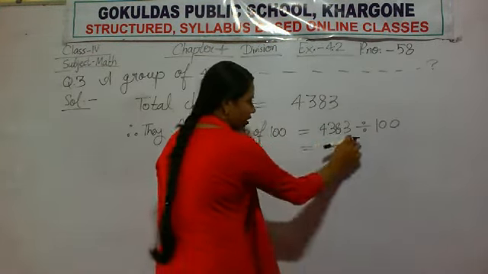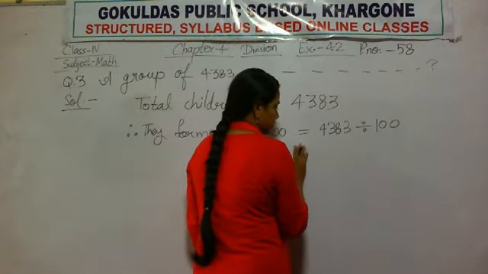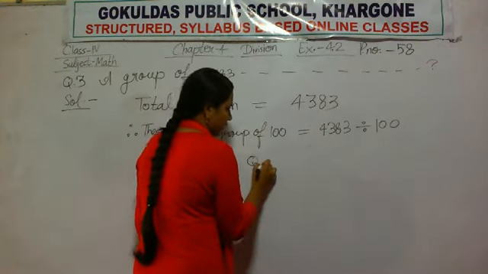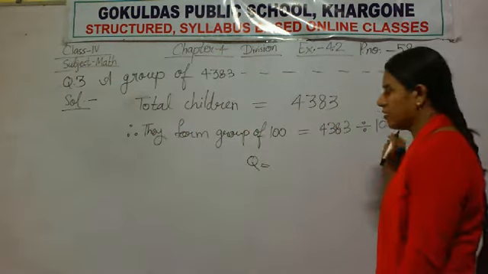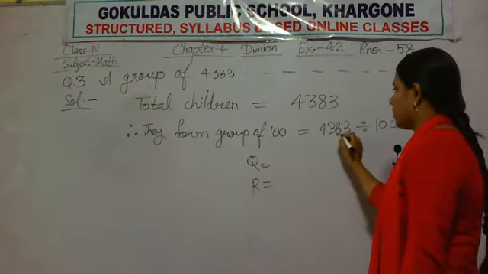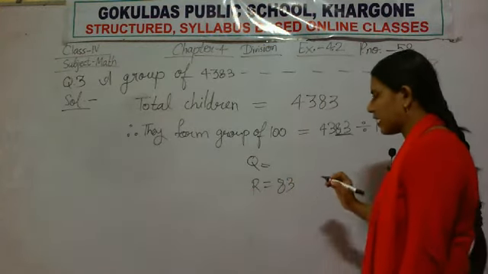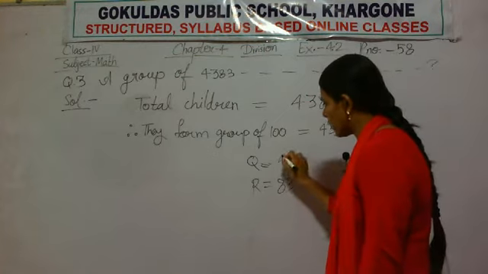When we divide any number by 100, you know that our remainder will be the last two digits of the given number. So 83 will be our remainder, right? And 43 is our quotient.